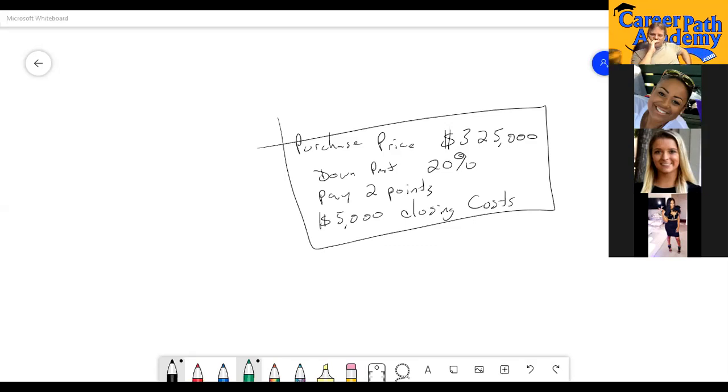Why? To find the loan amount. Find the loan amount. Why? Because you need to do the 2 points off the loan amount. Yes? So not off the purchase price, but off the loan amount. The loan amount, yeah.